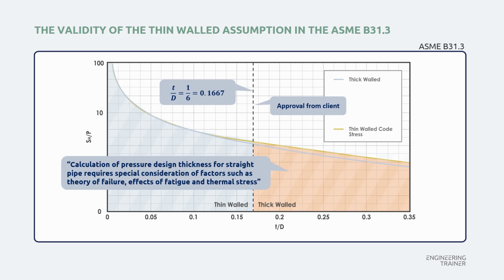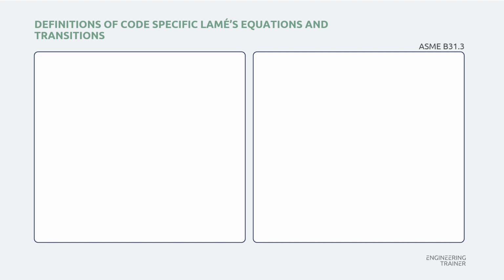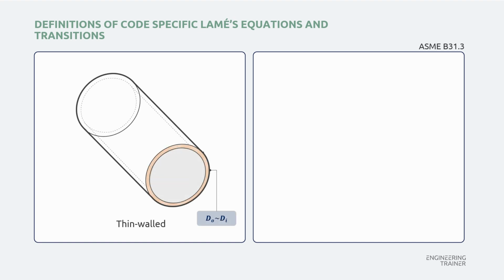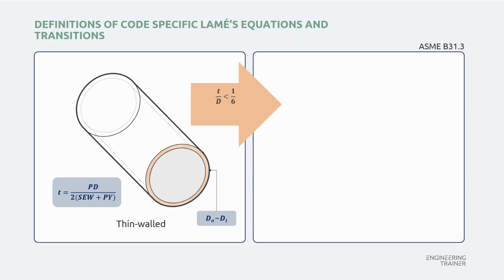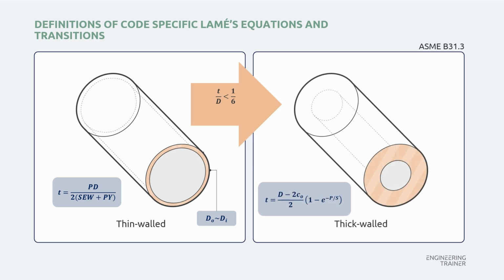The transition between the thin and thick-walled relation is right at the location where a noticeable divergence between the two relations is observed. So to recap, in the B31.3, the thin-walled relation can be used to determine the minimum required wall thickness of a pipe up until the thickness divided by the outer diameter is higher than 1/6. Then additional considerations have to be made, which could mean that the thick-walled relation is used, which is loosely based on but less conservative than Lamé's equation. This requires the approval from the client.